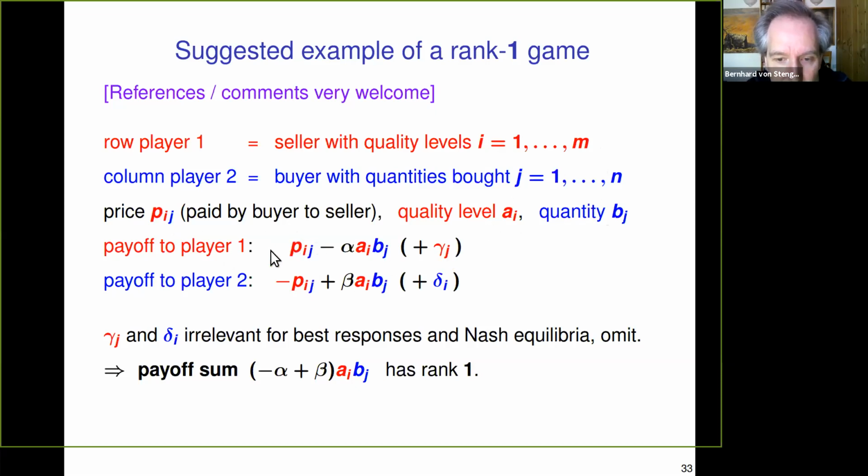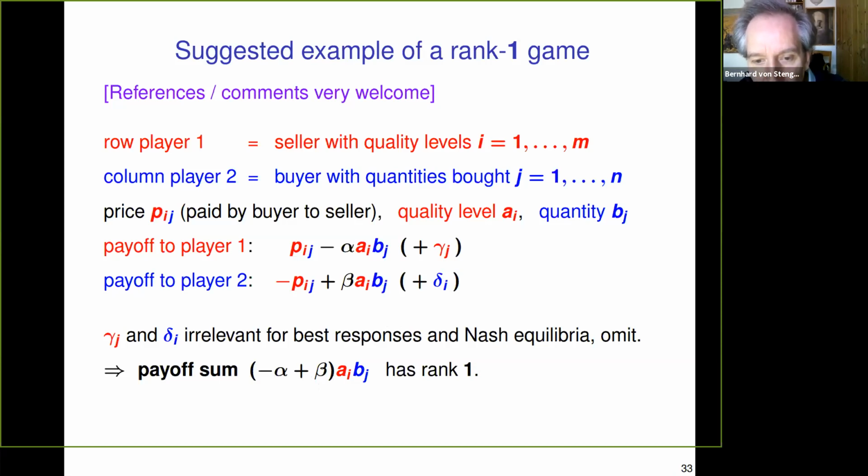This is a completely zero-sum component. P_ij is paid from the buyer to the seller. So this is a payoff to the seller, the loss to the buyer, but they have a benefit from trade. Say this is a_i times b_j. Well, higher quality will cost something to produce, but you gain something for it. And if you sum these two things up, in fact, you can have some constants that don't matter depending on the rows and columns for the two players. You get a rank 1 game where if beta is bigger than alpha, you have the benefits from trade here. So this is, I think, a very reasonable rank 1 game.